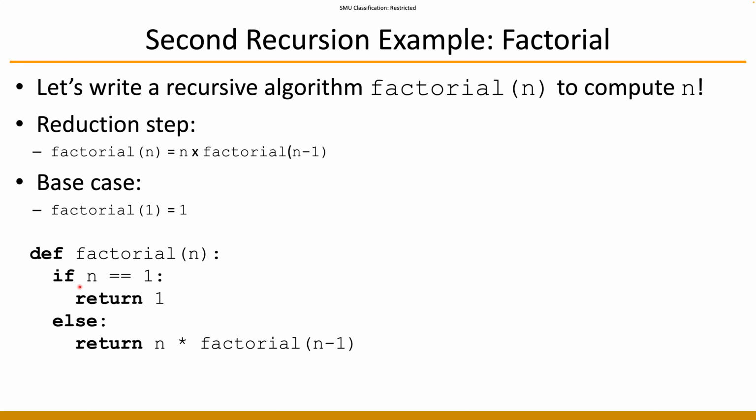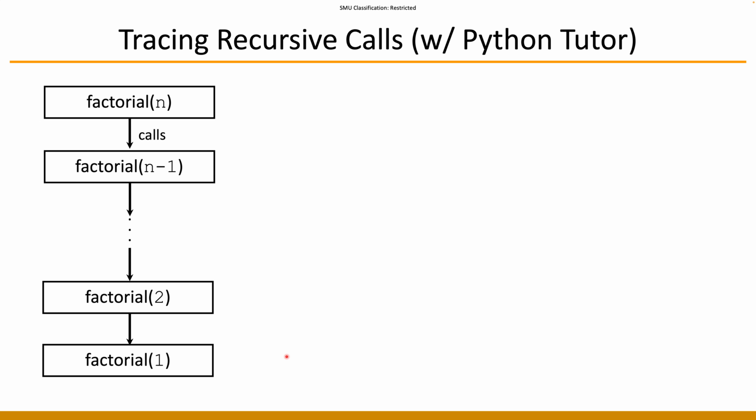We check for n's value. If it equals 1, that is our base case, return 1. Otherwise, our return value will be n times factorial n minus 1. Right, so now the function is simple, but you may get confused about how this particular recursion actually happens throughout the function calls. This is one way you can visualize it.